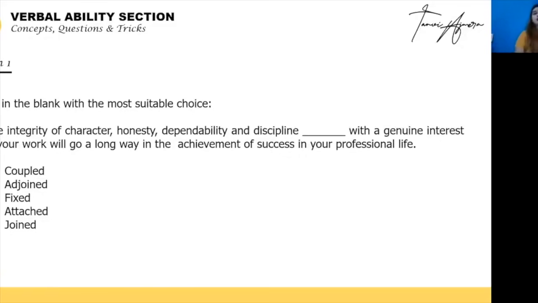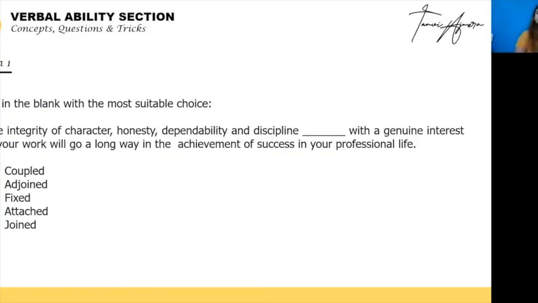So if you look at this particular statement, the integrity of character, honesty, dependability, and discipline, fixed with a genuine interest does not make sense. Attached with a genuine interest, again, attached out here also does not make sense. If we were attaching one thing to another, it should add up to become something else altogether. But in this case, that is not what the context of our sentence is. Joined with a genuine interest.